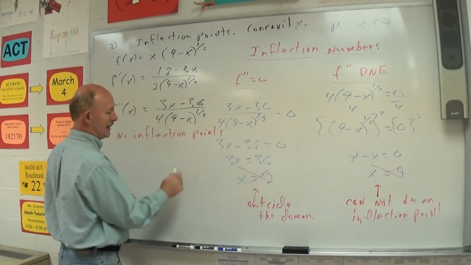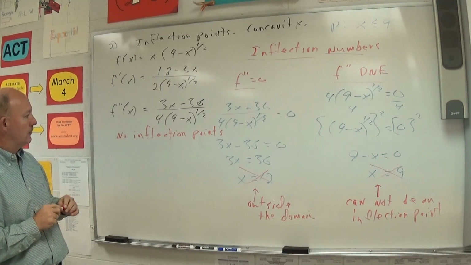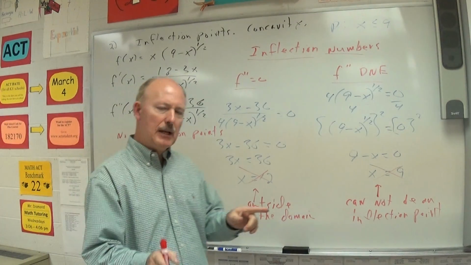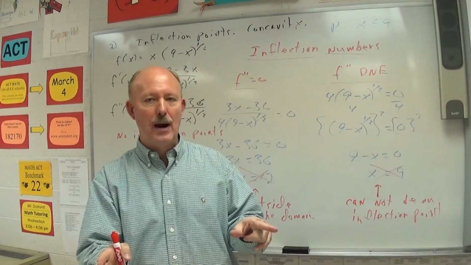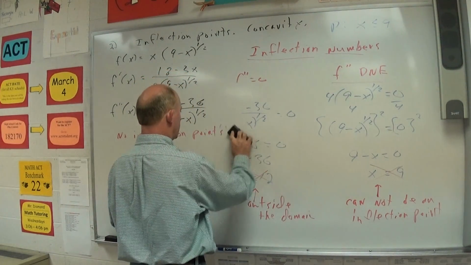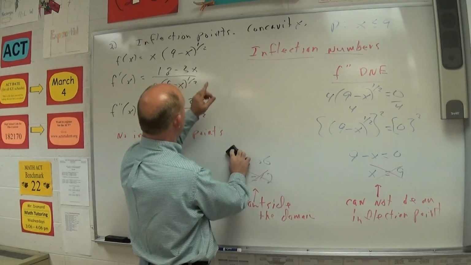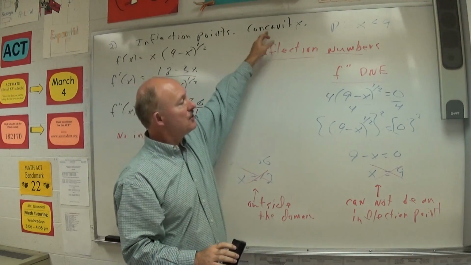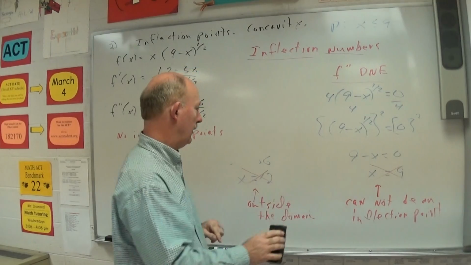Those would have been our inflection numbers. So no inflection points on this problem. But I tell you what, let's check to see whether the graph is concave up or concave down. Let me erase this here. We know there's no inflection points, but let's check the concavity of the graph, though. So let's check the concavity.